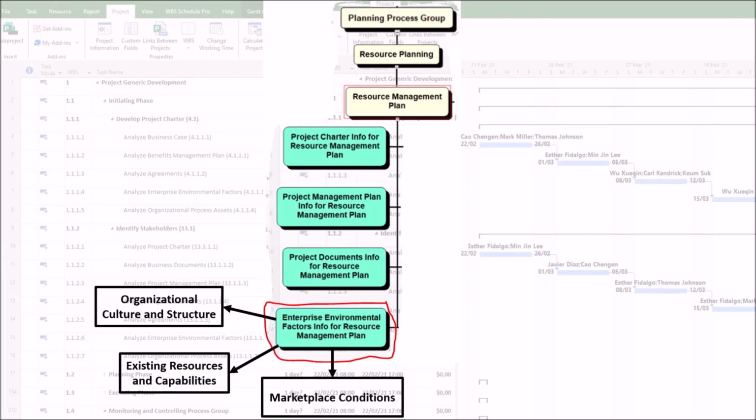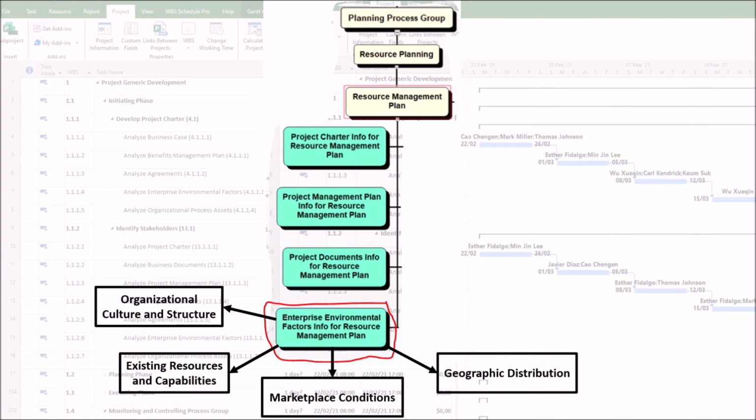3. Marketplace conditions. First, labor market. What skills are available externally? What are the going rates for contractors or new hires? This influences decisions to make or buy, such as train internally versus hire externally. Second, economic factors. Is the company in a growth phase, when it's easier to hire new employees, or in a budget-cutting phase, when it needs to use only existing resources?